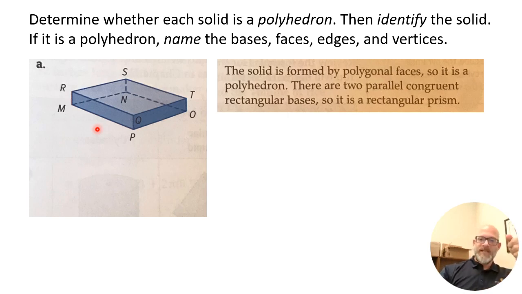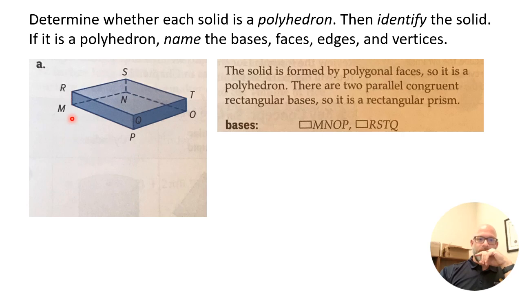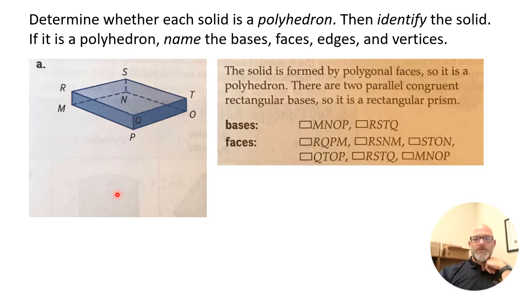All right, we have identified it as a rectangular prism, so now we need to name the bases. There are 2 bases, the top and the bottom. So rectangle MNOP, and RSTQ. Notice use the rectangle symbol. How about the faces? How many faces are there? 6, right? The 2 bases are faces, but also the 4 faces on the sides, lateral faces. So we should have 6 faces, RQPM, RSNM, and the tops and the bottoms, all the sides.